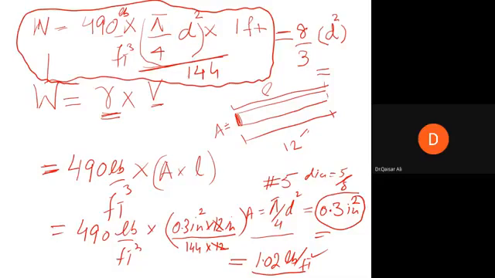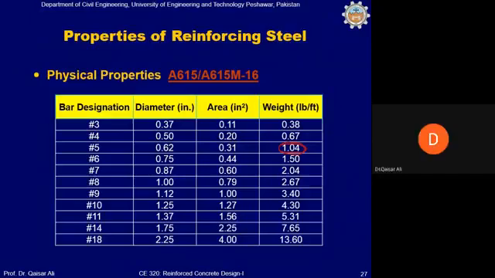You can directly calculate weight of the steel bar from this 8 by 3 d square instead of going into gamma, V and all this. If you know the diameter of the bar, for 1 foot of steel bar, you can calculate the weight from this equation, correct? Okay? Yes, sir. Now we can move ahead. So this table is very important for you because very frequently we will be using these bar designation, diameter, areas, and weights. You should remember these on your fingertips.